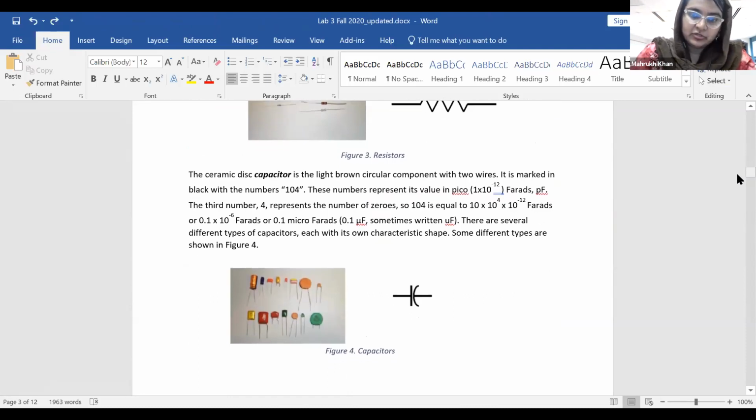Then there is the capacitor. We have some capacitors in our kit, I think 100 microfarad capacitors. And when we learn about them, I will show it to you. So these are some circular components. These are capacitors in the kit.